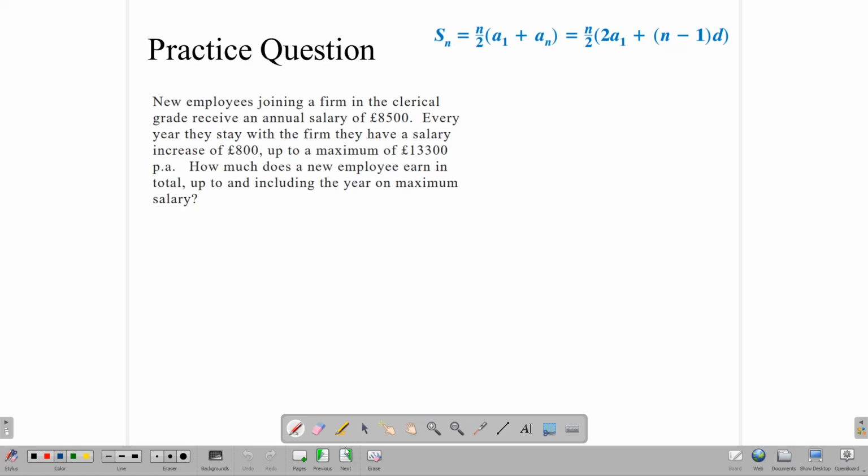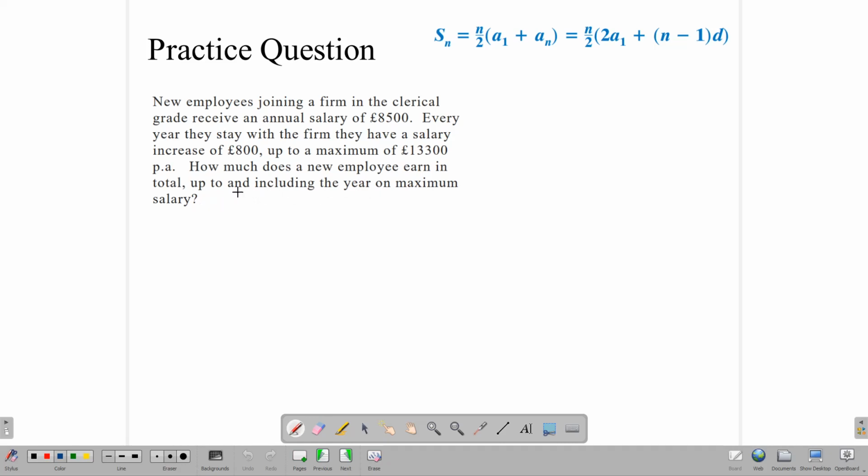Let's look at this question here. New employees joining a firm in a clerical grade receive an annual salary of £8,500, let's just say dollars for now. Every year they stay with the firm, they get an increase of 800, up to a maximum of 13,100. How much does the new employee earn in total, up to and including the last year on maximum salary?